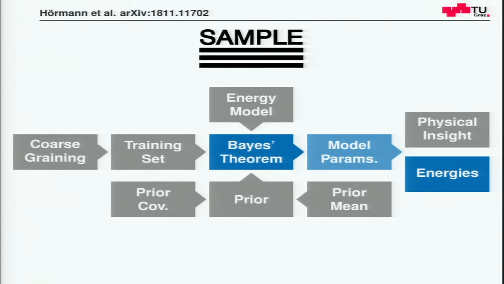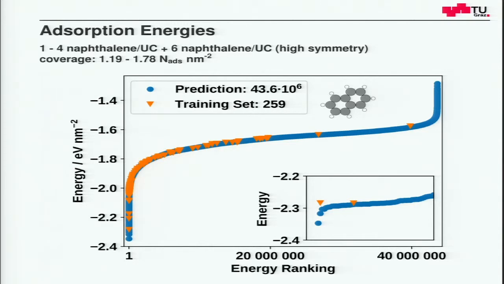Right? And this one I show you here for naphthalene on copper 111, ranked from 1 to 40 million. On the y-axis, you can see the energy per unit area. And we've picked a training set of about 260 configurations and predicted all the 40 million configurations.